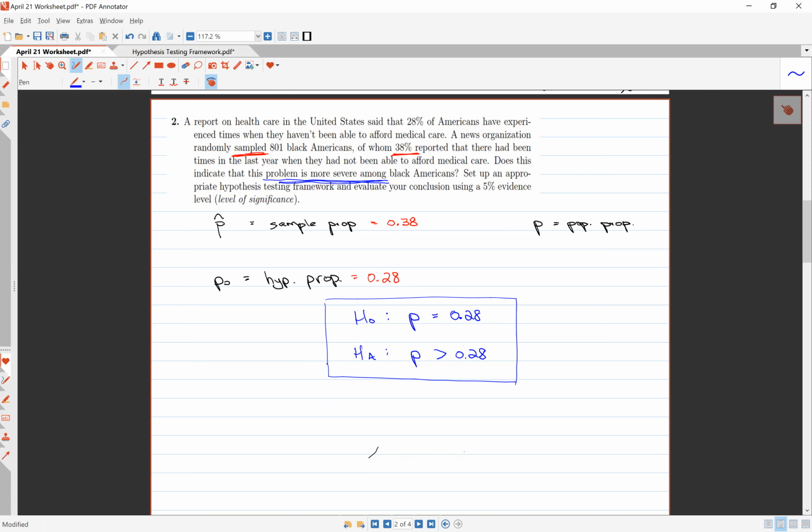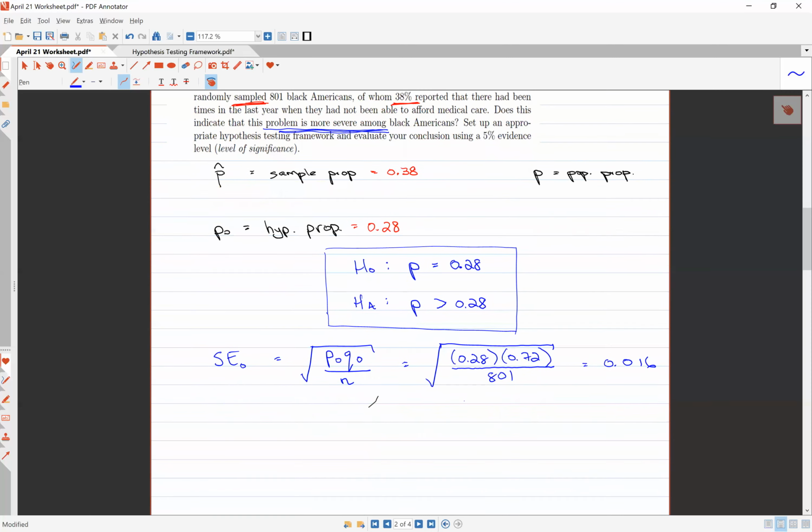The other thing we need, if we're doing a proportion test, is we need to calculate SE0. And that is the square root of P0, Q0 over N. P0 is 0.28. Q0 is just the complement of that, so 1 minus 0.28. And we divide by our sample size of 801 and take the square root. And this is 0.016.